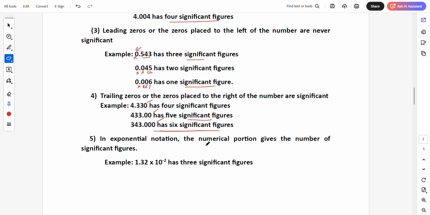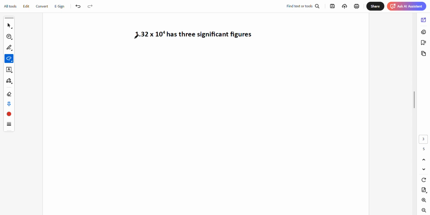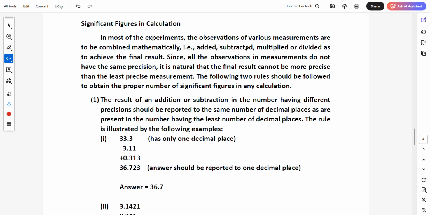In exponential notation, the numerical portion gives the number of significant figures. How many significant are there? 1, 2, 3 significant figures are there. This is not counted. 3 significant figures. Similarly, if you have 1.32, this is not counted, this is considered. 1, 2, 3 significant figures. Hope you understood this. We will go to the next.